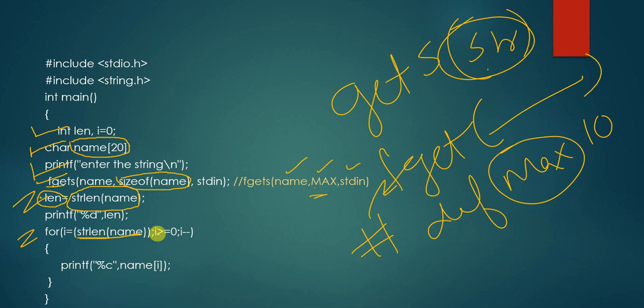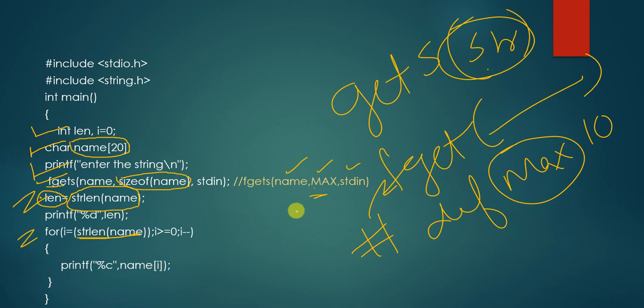I want to iterate till 0, and as I'm starting from the end, I will decrement, not increment. Since it is a decrement, I will keep on giving i minus minus, not i plus plus. So whenever a character is found, it will keep printing them in the opposite direction, from the end to the beginning. So we will get the reverse of the string.